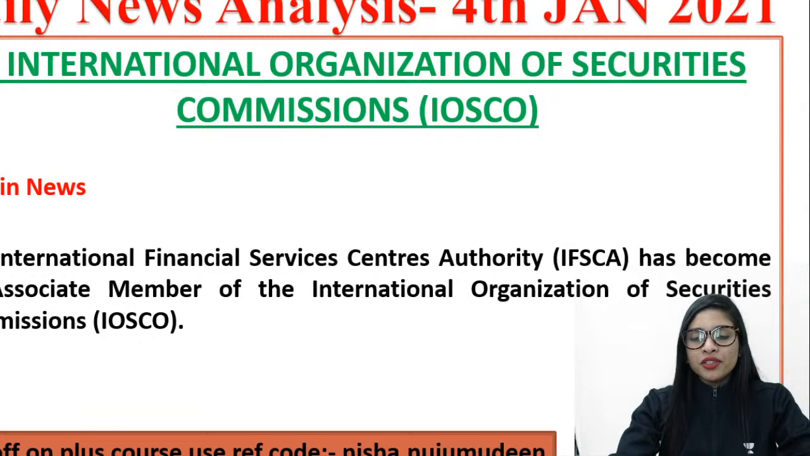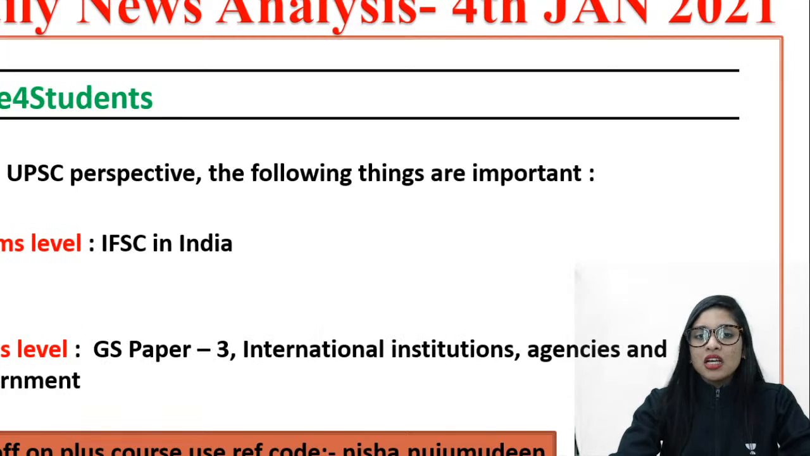The next important topic of discussion under the DNA is the International Organization of Securities Commissions. Why was it in the news? The IFSC became an associate member of the International Organization of Securities Commissions. From that perspective, we are going to study this. From the prelims perspective, yes, it is highly important.